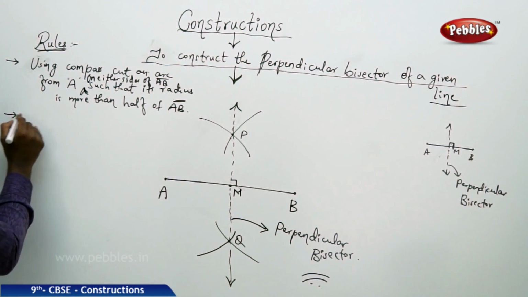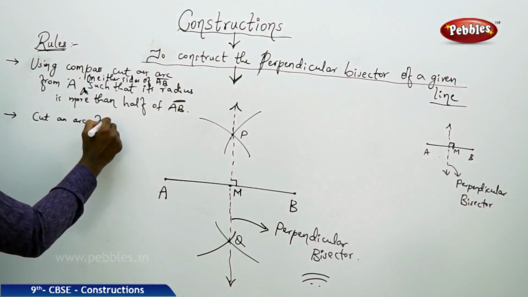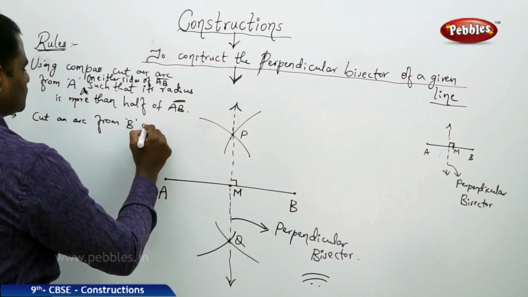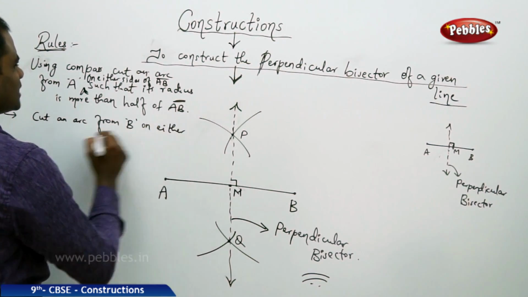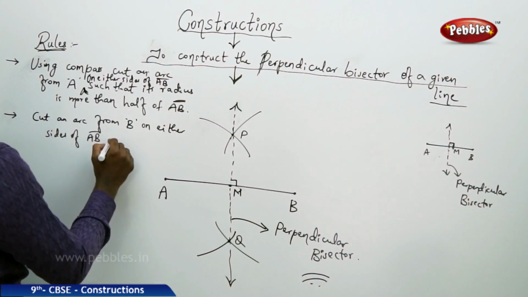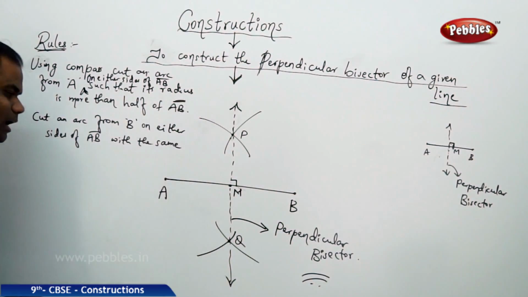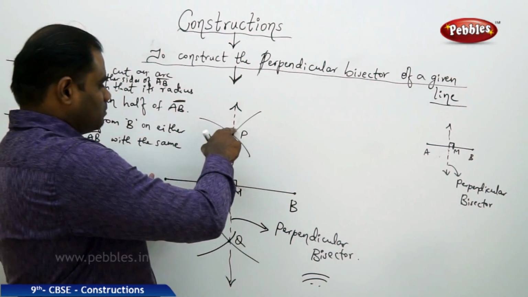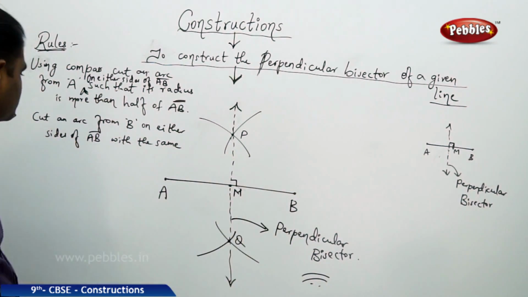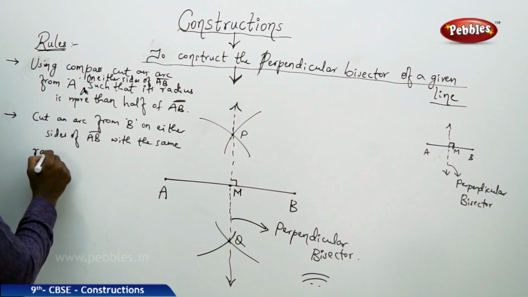Next, cut an arc from B on either side of AB with the same radius. Here I do not disturb the radius from A, but with the same radius I repeat the same process, but now from point B. Cut an arc from B on either side of AB with the same radius.